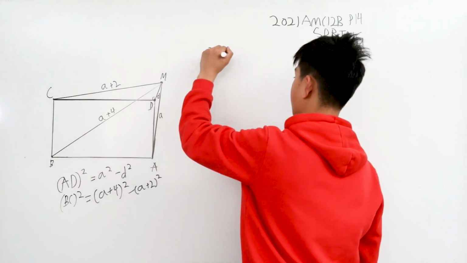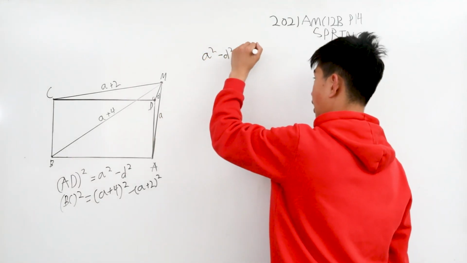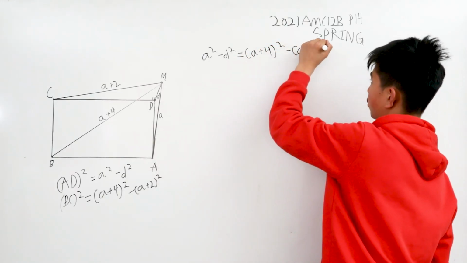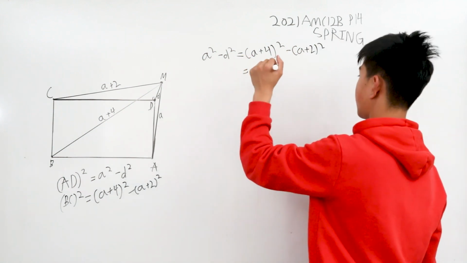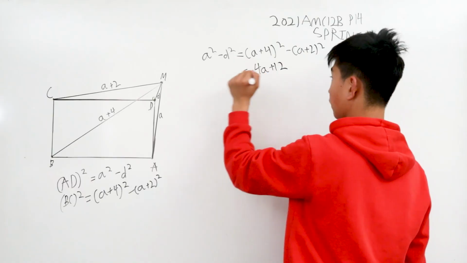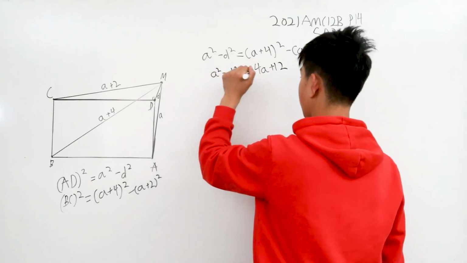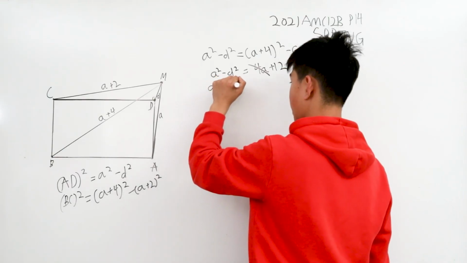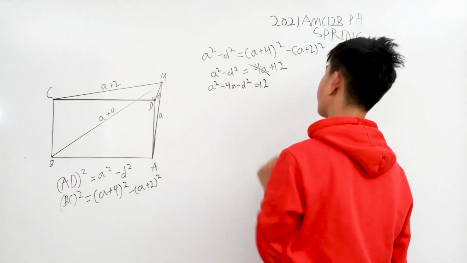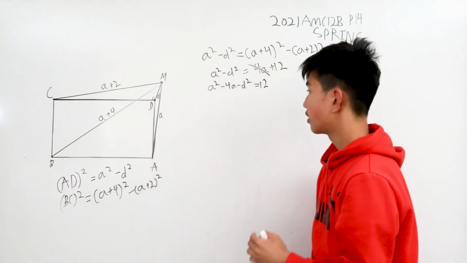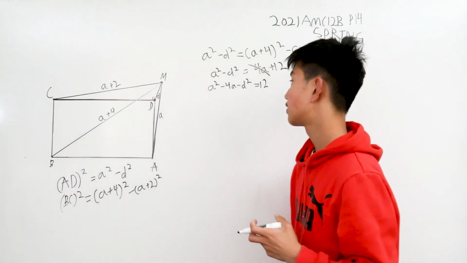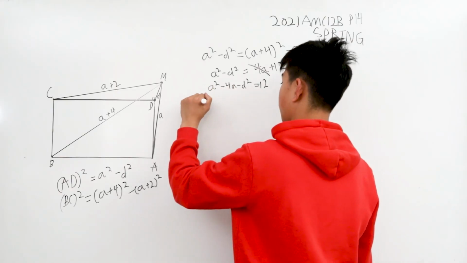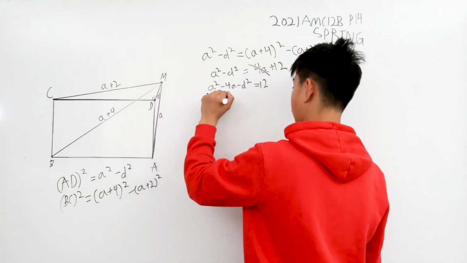So A squared minus d squared is equal to A plus 4 squared minus A plus 2 squared. The right side yields 4A plus 12. We cross out 4A from both sides to get A squared minus 4A minus d squared is 12. Since we have these two A terms, we can complete the square. So we want to add 4, giving A squared minus 4A plus 4.